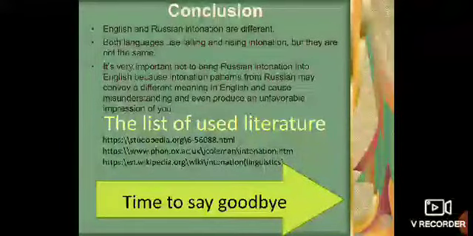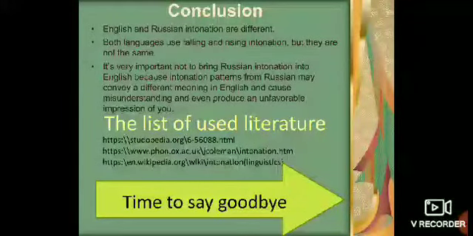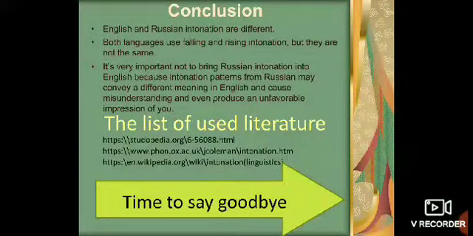So let us come to the conclusion. English and Russian intonation, Uzbek intonation, they are absolutely different. All these languages have falling and rising intonation, but they are not the same. You may compare whenever you are talking to someone, whenever you are examining different grammatical structures of sentences. You may see that intonation is absolutely different.